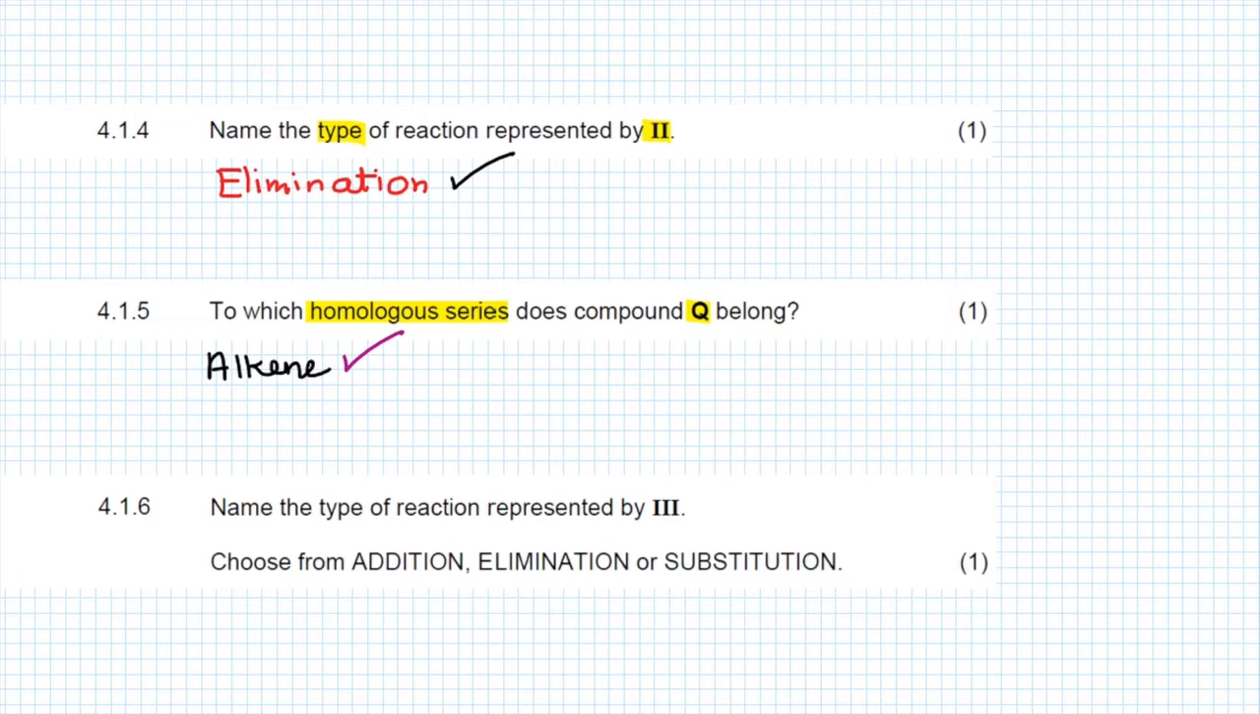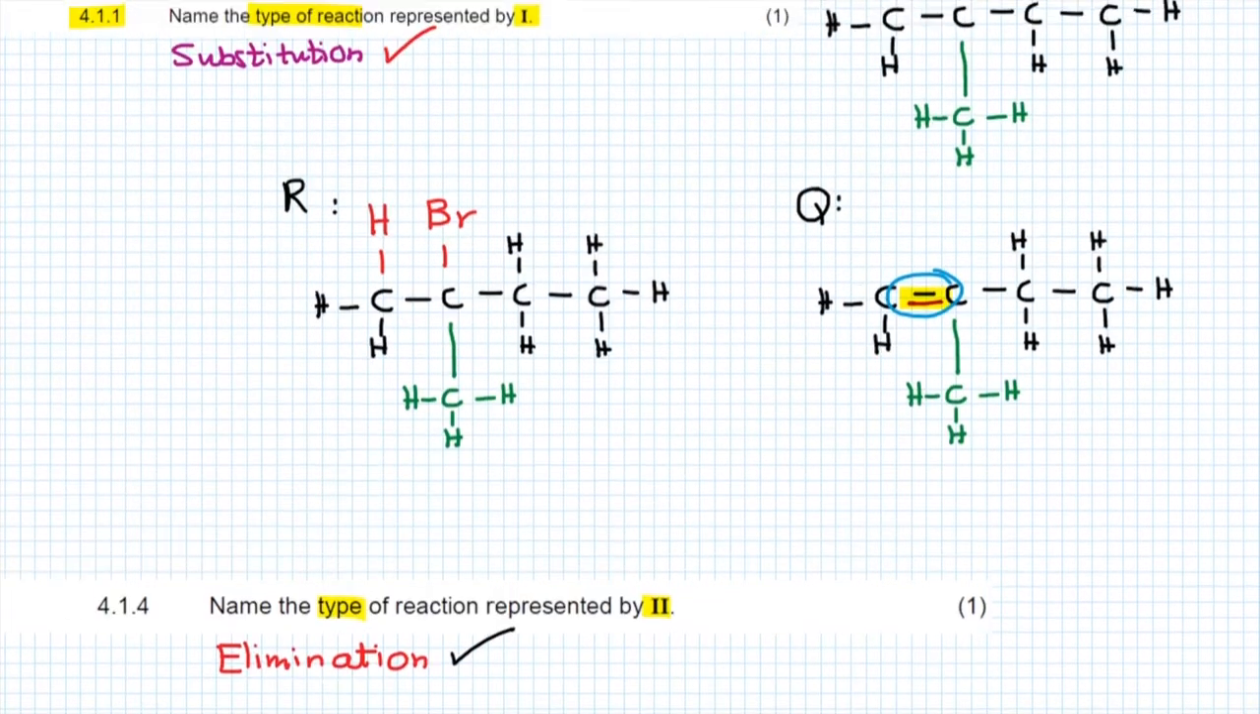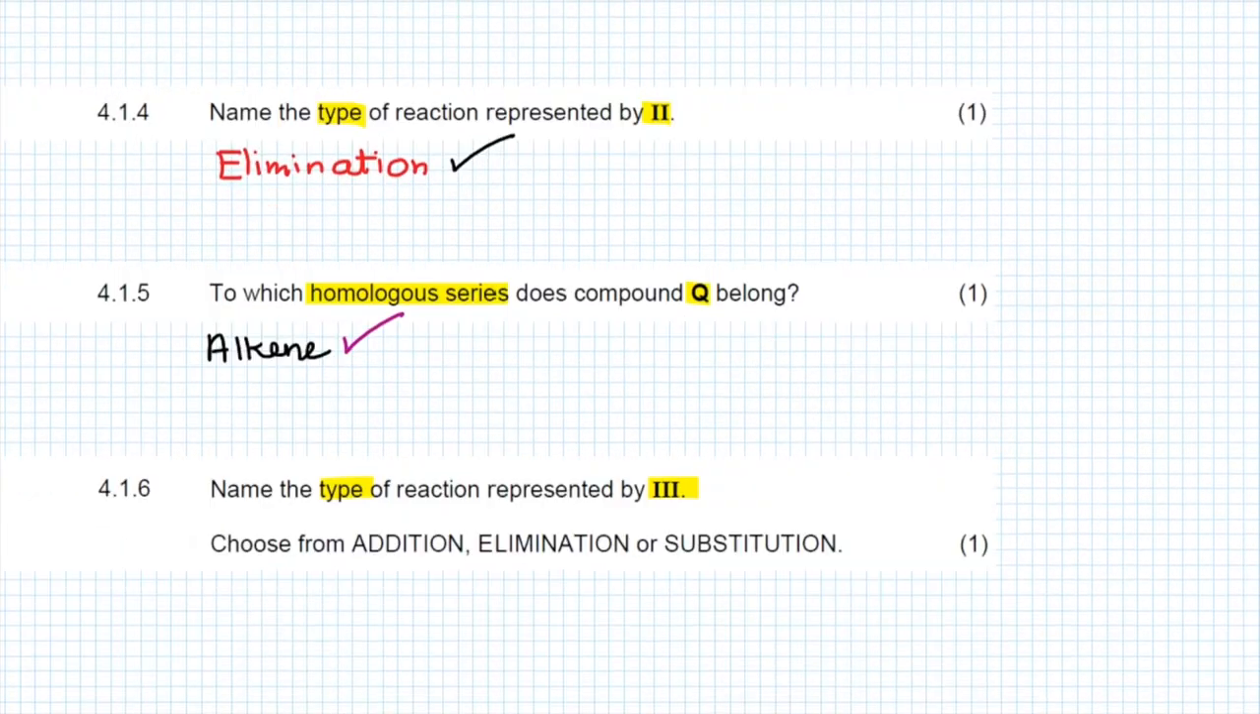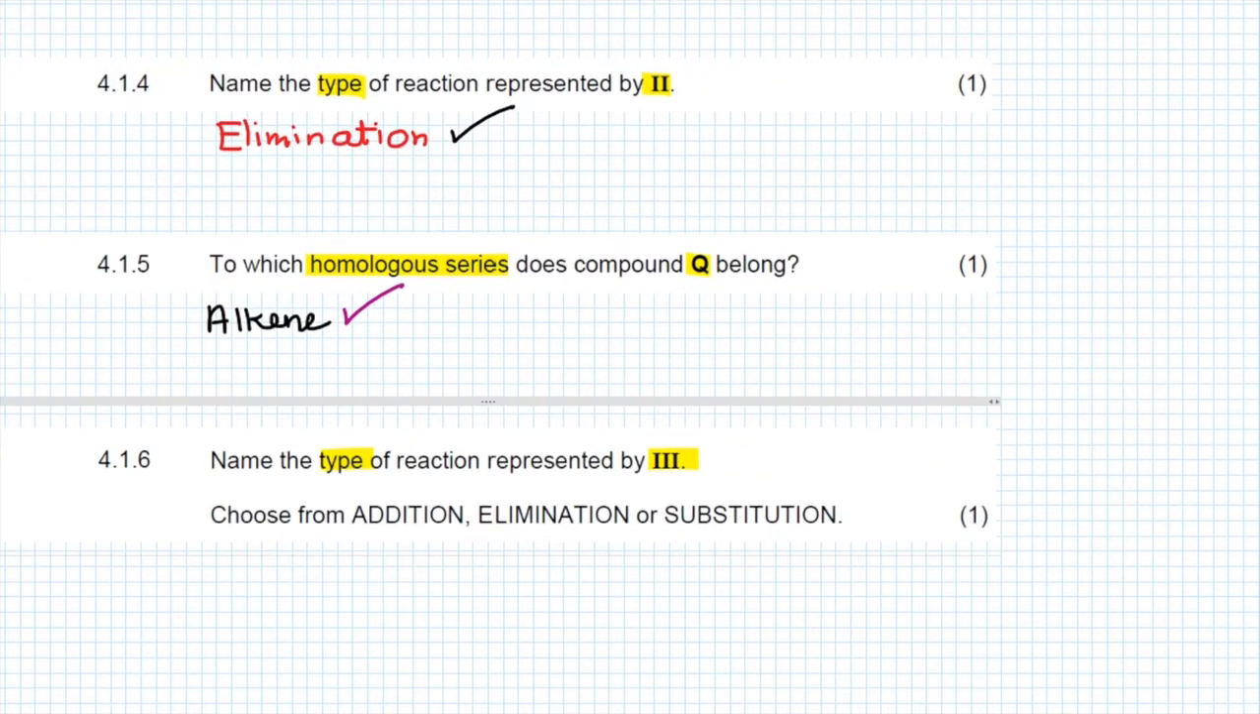Question 4.1.6 says, name the type of reaction represented by 3. Choose from addition, elimination, or substitution. Reaction 3, we have already concluded, is an addition reaction. So we write down the word addition for 1 mark.